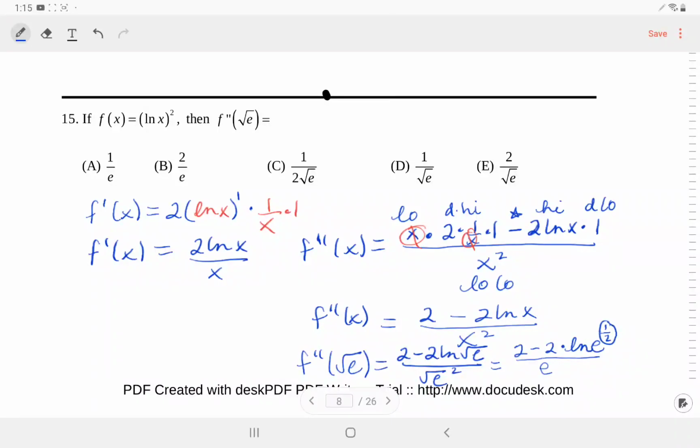Square root is a 1/2 power. The 1/2 comes in the front. So you get 2 minus 2 times a half ln e over e. And remember, ln e is 1. And so that is 2 minus, those cancel, 1 over e, which is 1 over e. And 1 over e is answer choice A.